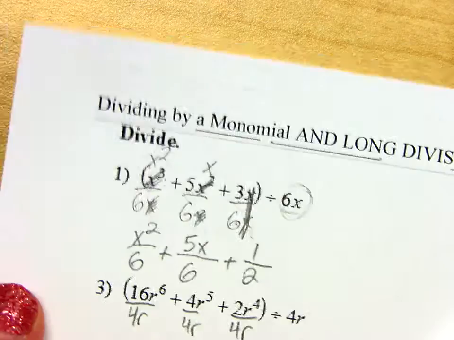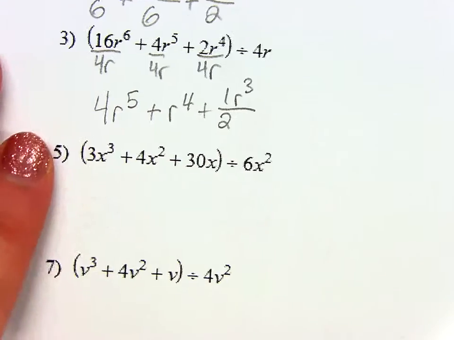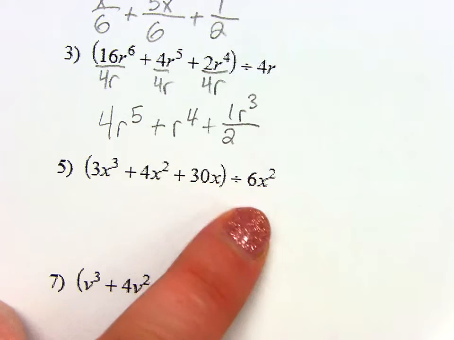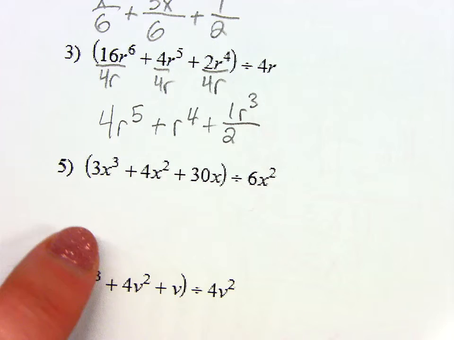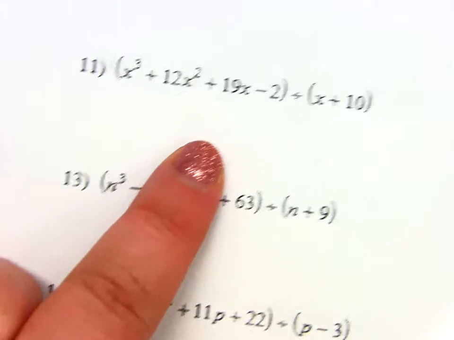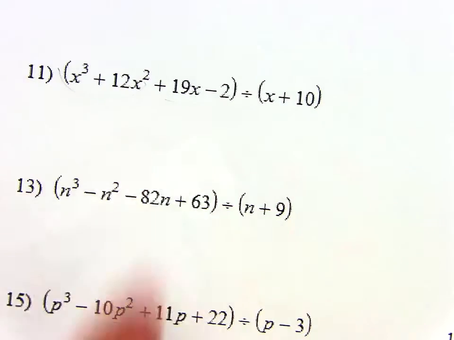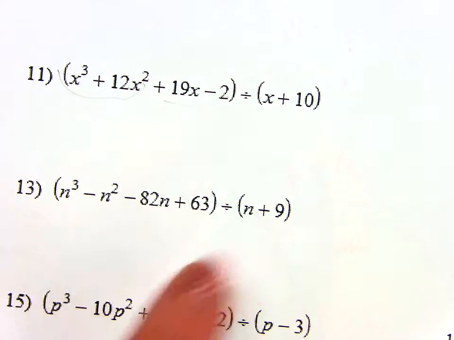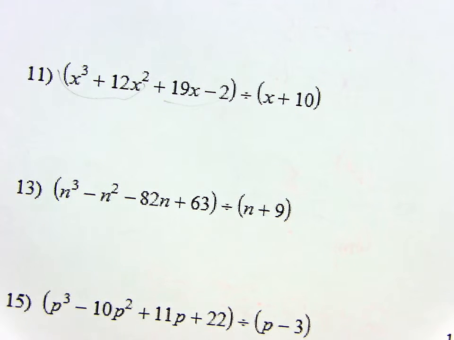When we divide a polynomial by something other than a monomial, because we just did that in the previous video, looking at number 5, for example, a polynomial divided by a monomial is very easy because you just divide each term by that monomial. Well, when you hit something like number 11, this is not a monomial anymore. It's a binomial. You cannot just divide each term by that anymore.